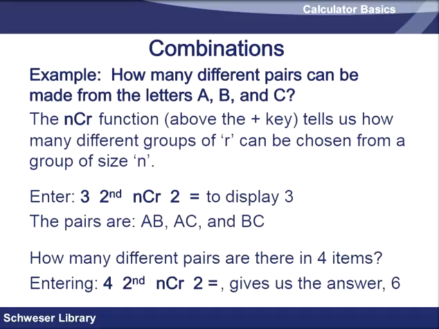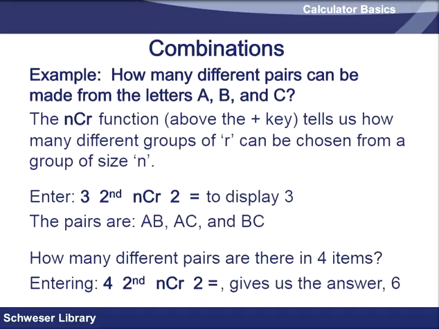So we just go 3 and then hit that second function and then the plus key to get that nCr and then put in 2. So you've really asked the calculator, how many groups of 2 can I pull from an overall group of size 3? And that'll display 3, and those are our 3 pairs. Now notice we don't count AB and BA separately when we're using the nCr, the combination function there.